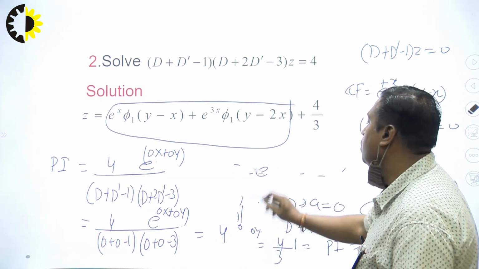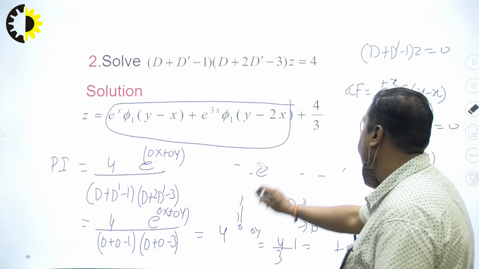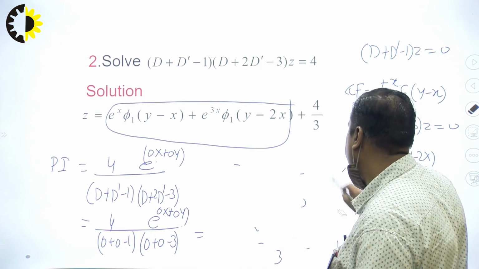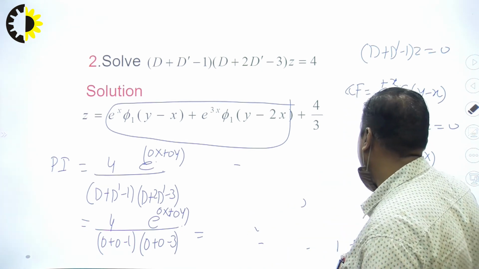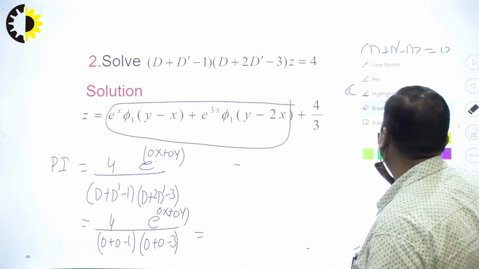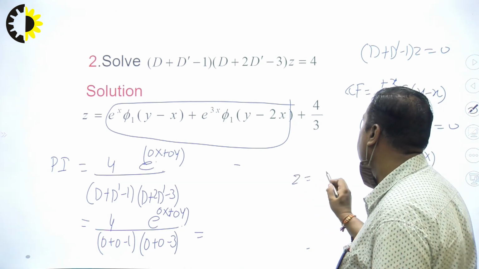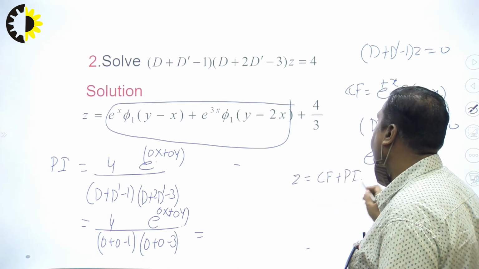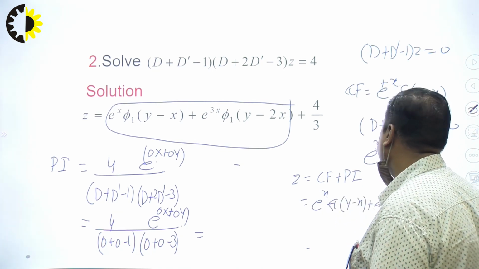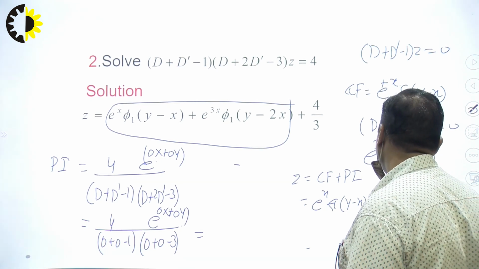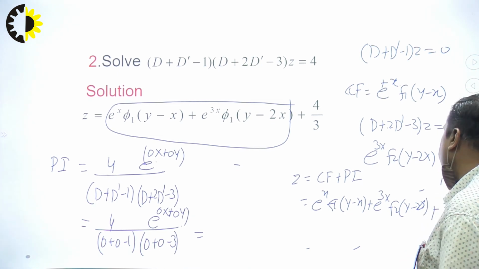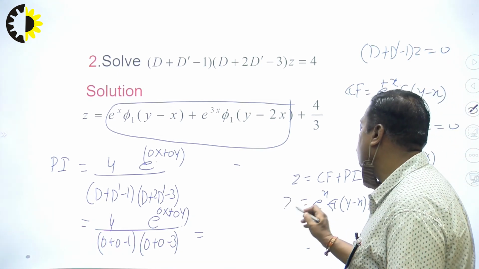So the complete solution becomes Z is equal to CF plus PI. Now we can write the complete solution as Z equals CF plus PI, that is e power x phi1 of y minus x plus e power 3x phi2 of y minus 2x, and PI becomes 4 by 3 e power 0x plus 0y, which is 1. So the complete solution becomes this.